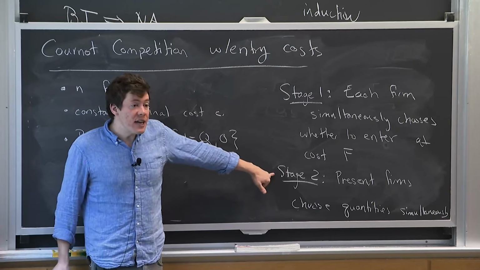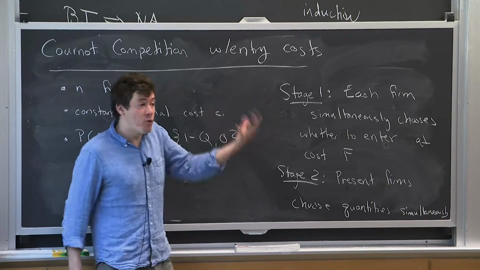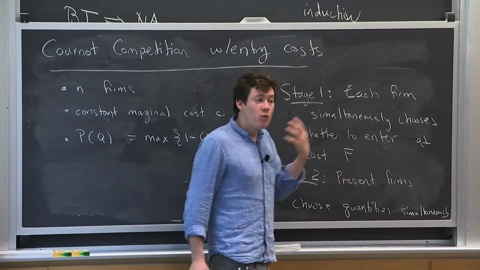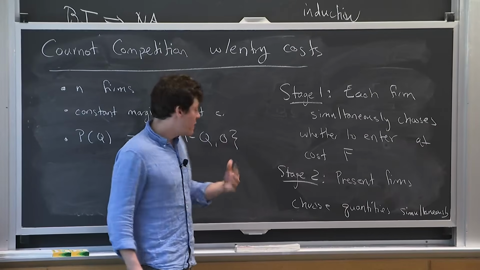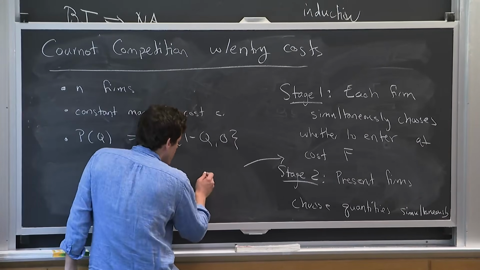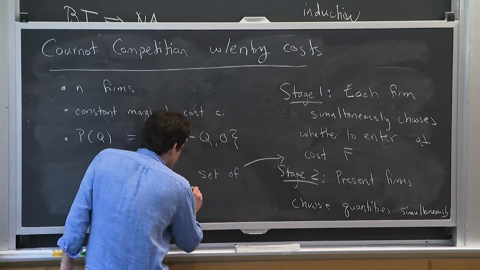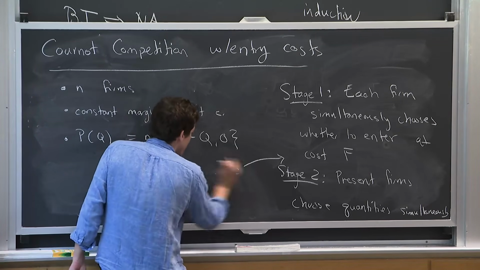What do these firms in stage 2 know? Do they know who else has entered? That's an important consideration in the way we model the game. We're going to assume that they do observe this. So I'll say the set of firms that enter is observed. Or maybe I'll just say entering is observed.